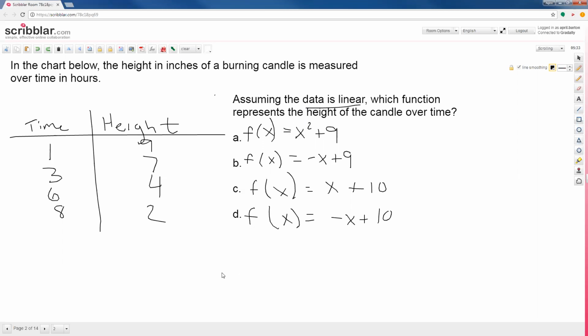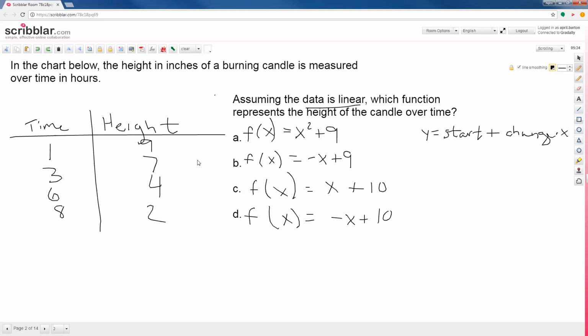Linear functions always go variable equals the starting number, and I'm just going to use y and x for now, so there's not as much writing, plus the change times x. And there's no x squared, it's just x. So if you remember what linear is, you could eliminate A.